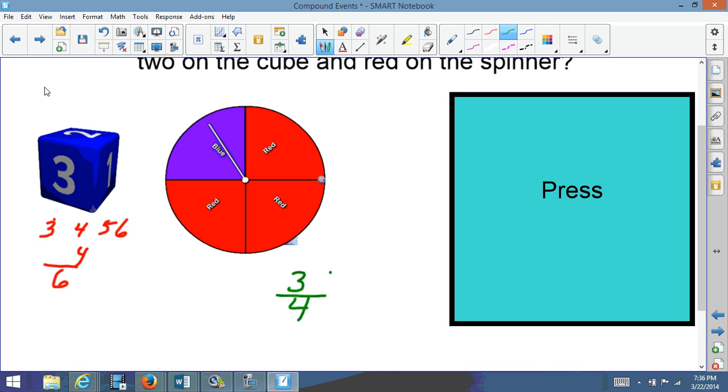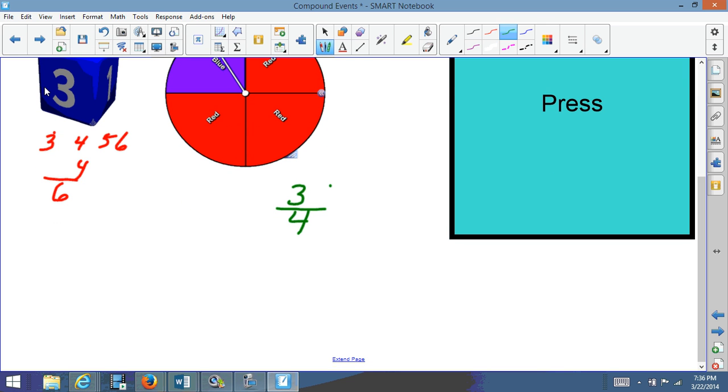So now the question is, now that I got these 2 fractions, what am I going to do with them? Well, I got to multiply because they're both independent of each other. So I'm going to multiply these 2 fractions to get the probability of getting a number greater than 2 and the probability of red. So when I multiply them, 4 times 3 is 12, and 6 times 4 is 24. So my answer is going to be 12 out of 24, and that reduces down to 1/2.